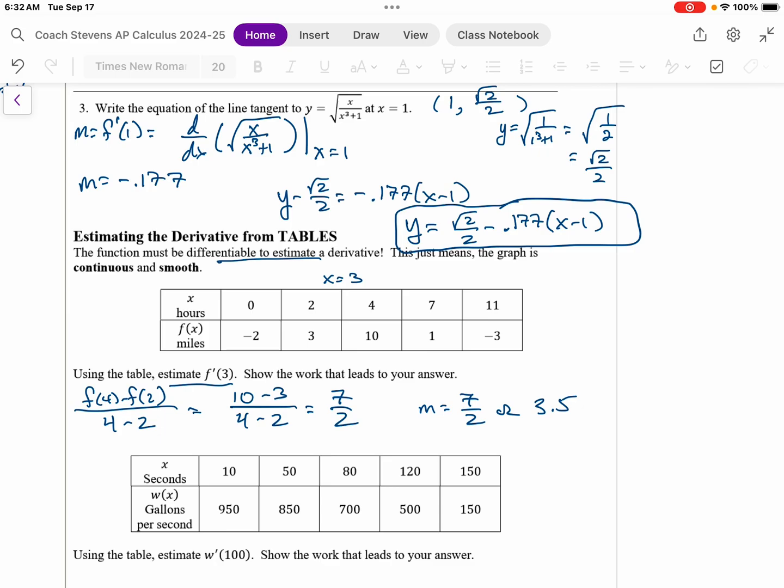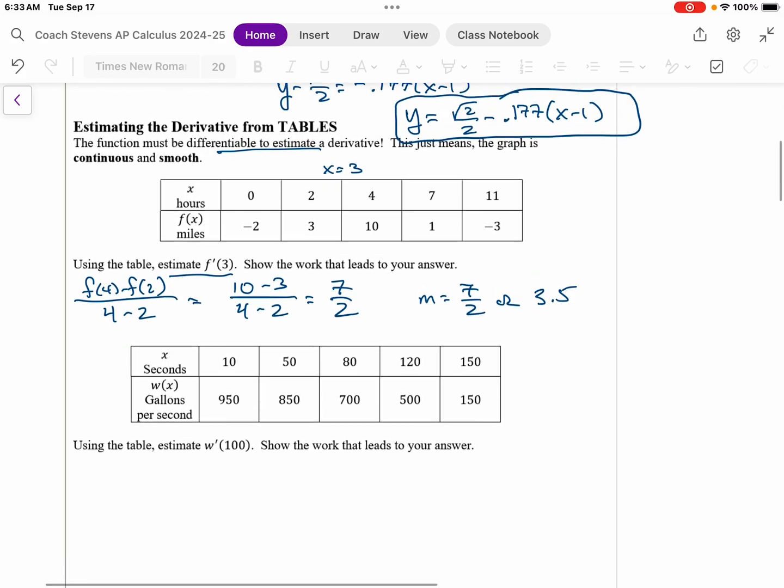Since we don't have a function, we can't use that feature in the calculator. And so when we're given a table, we just use the average rate of change to represent the slope between the 2 points. And the key thing is picking the points that are real close to the x value that we're dealing with. Using 0 and 4 would be okay, but it's not going to be that good an estimate. Getting a little bit closer with the 2 and the 4, that's a better estimate for what is really happening when x is equal to 3 for the slope of the tangent line.